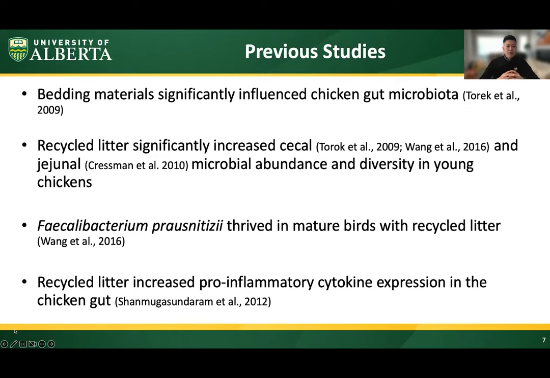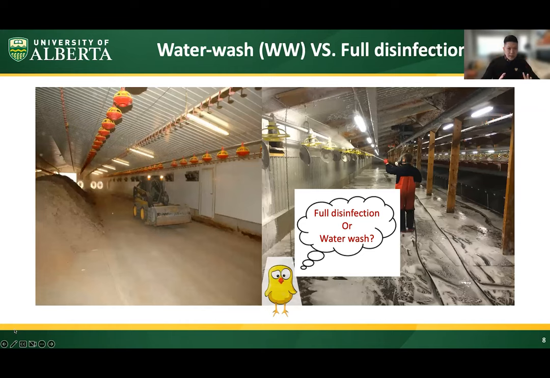However, it was also found that the recycled litter may lead to gut inflammation. With that being said, recycled litter may have a worse effect on chicken productivity. But most importantly, in Canada, broiler producers are not allowed to use recycled litter during production. That makes these studies not very applicable here in the north.